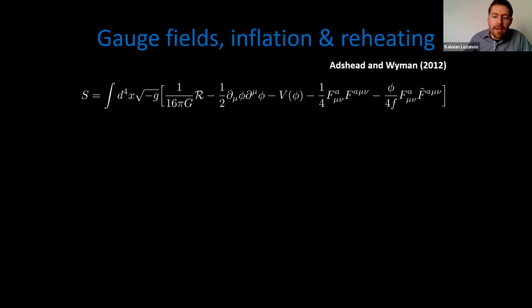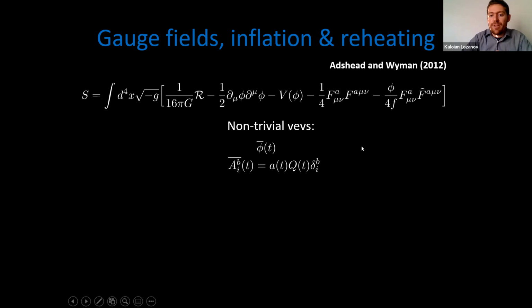Another increasingly popular gauge field toy model these days is the so-called chromonatural setup, in which an axion-like field is coupled to a non-abelian SU(2) gauge field by a Chern-Simons interaction term. The unique feature of all of these models is the fact that both the axion and the gauge field can develop simultaneously non-trivial vacuum expectation values consistent with the symmetries of the FRW.